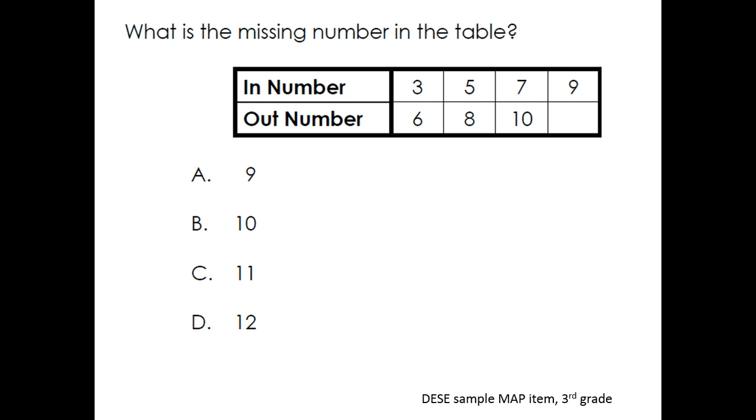Here's an example of a third grade MAP released item that's really showing the idea of input-output. In fact, you'll notice that the table talks about an in number and an out number. Now what children are looking for is the missing number in the table. And obviously, they could get that missing number by looking at some patterns in the out numbers. So they might say that the patterns in the out numbers are increasing by 2. So 6, 8, 10, the next thing would have to be 12.